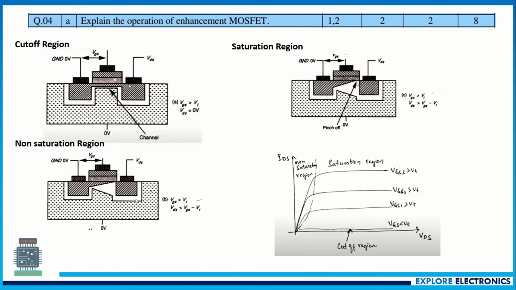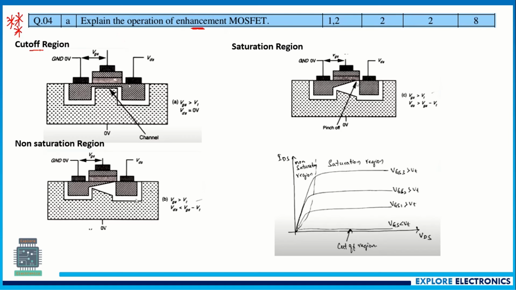Explain the operation of enhancement type MOSFET. Depletion mode and enhancement mode, two types are there. Here they have asked for the enhancement type MOSFET. This question is also very important, asked in the previous paper.